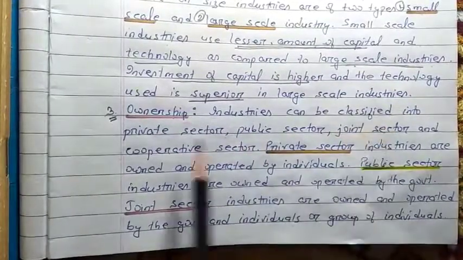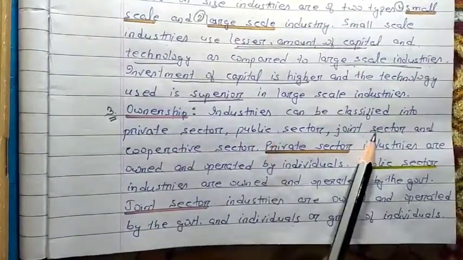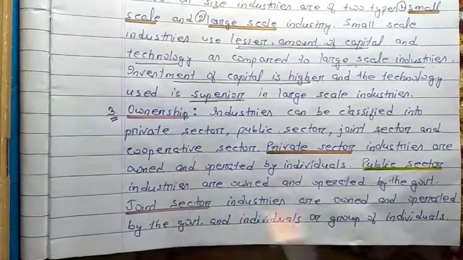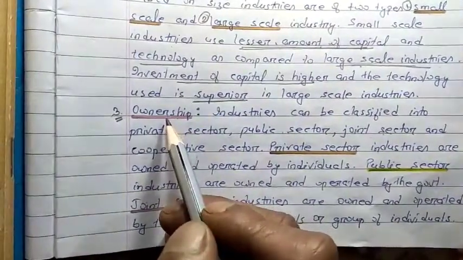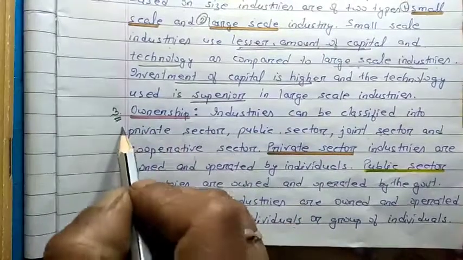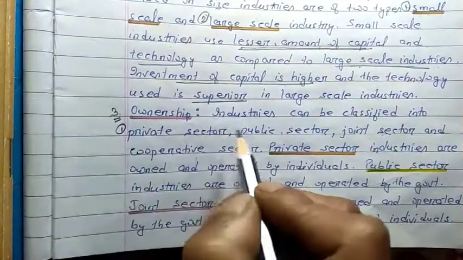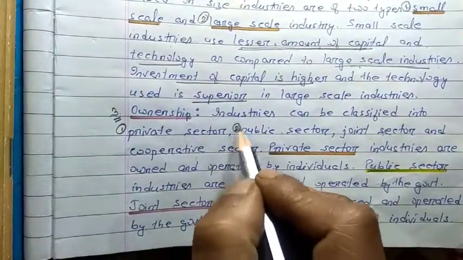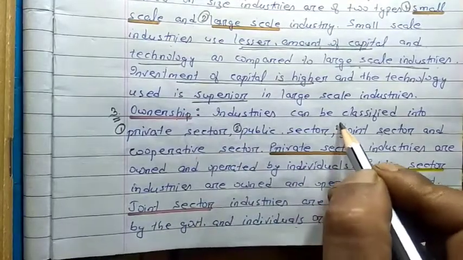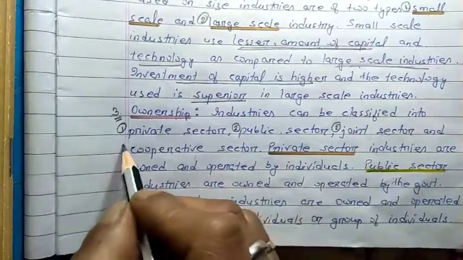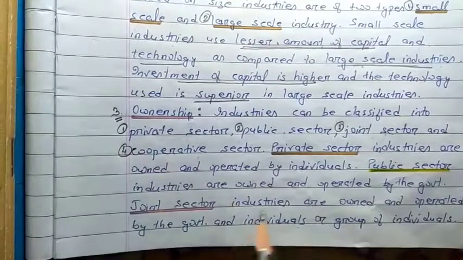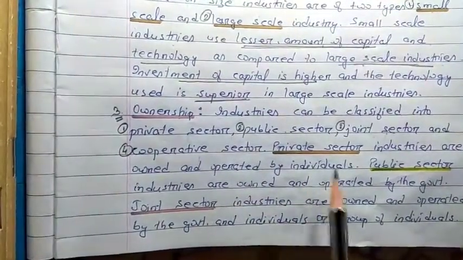Industries can be classified into private sector, public sector, joint sector and cooperative sector. On the basis of ownership, industries can be classified into four types. One is private sector industries, another one is public sector industries, next one is joint sector industries, and the last one is cooperative sector industries. Let's try to understand one by one.